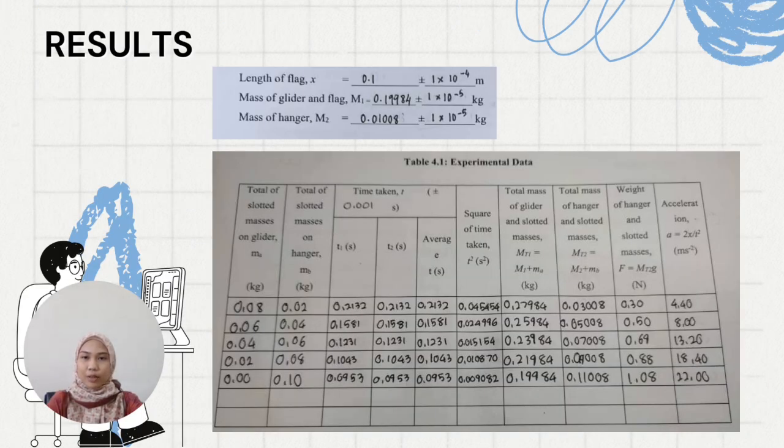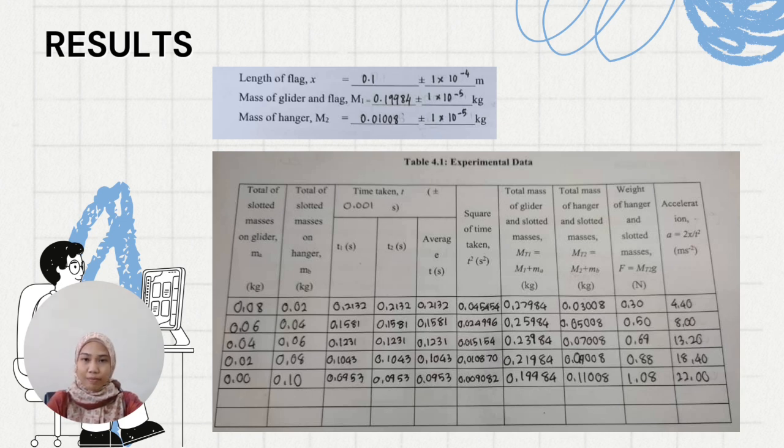These are the results that we obtained from the experiment. For the length of flag S equals 0.1 plus minus 1 times 10 to the minus 4 meter, mass of glider and flag M1 equals 0.19984 plus minus 1 times 10 to the minus 5 kilogram, and lastly mass of hanger M2 equals 0.01008 plus minus 1 times 10 to the minus 5 kilogram.